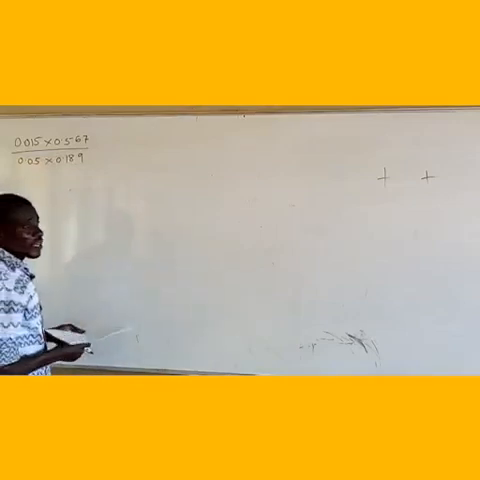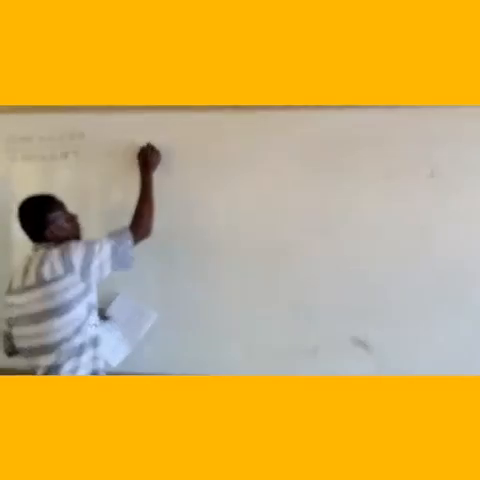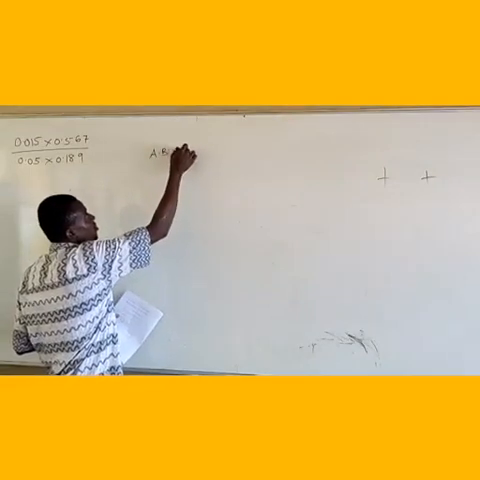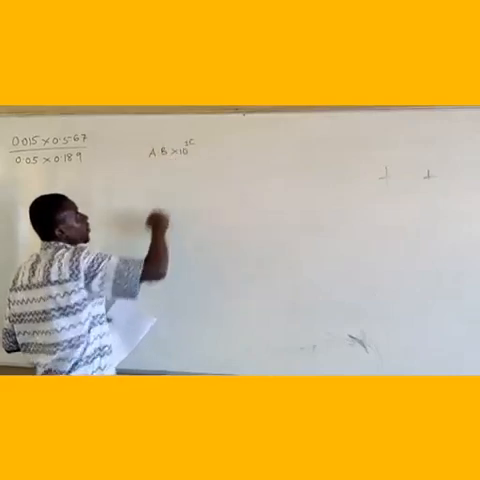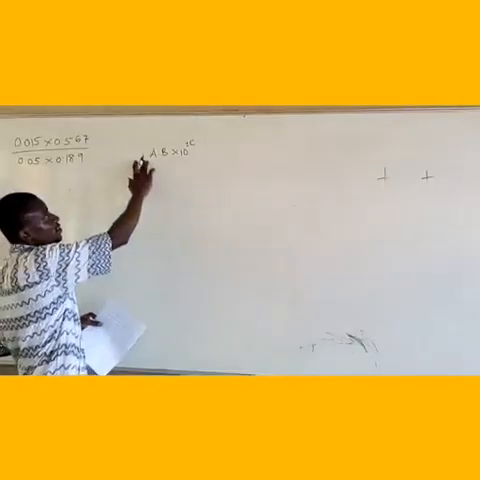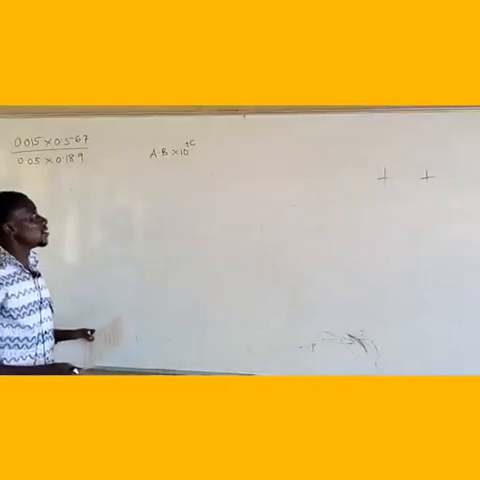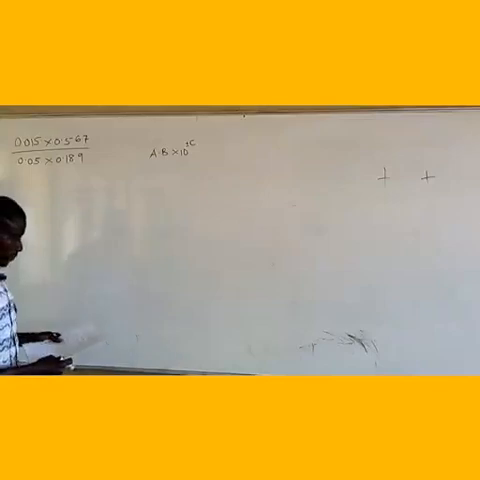We have to leave the answer in standard form. The standard form is a.b times 10 with the power of something, either negative or positive. So we have to leave the answer in this form. That's what we mean by standard form. So we have to simplify this.